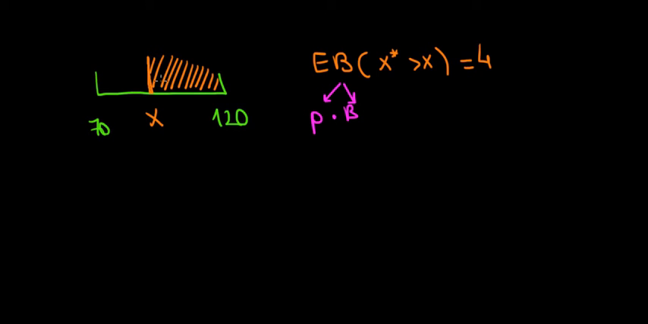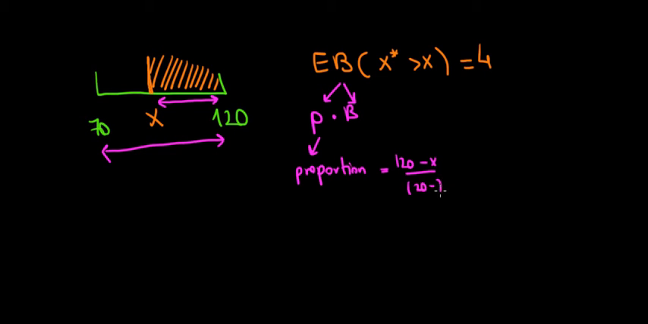So first things first, what is the probability? The probability is the same as proportion. So in our case, we're dealing with a ratio of this area, 120 minus x, this length, relative to the entire length over here, which is 120 minus 70, divided by 120 minus 70. And that would equal 120 minus x divided by 50. That would be the probability of finding a better player.